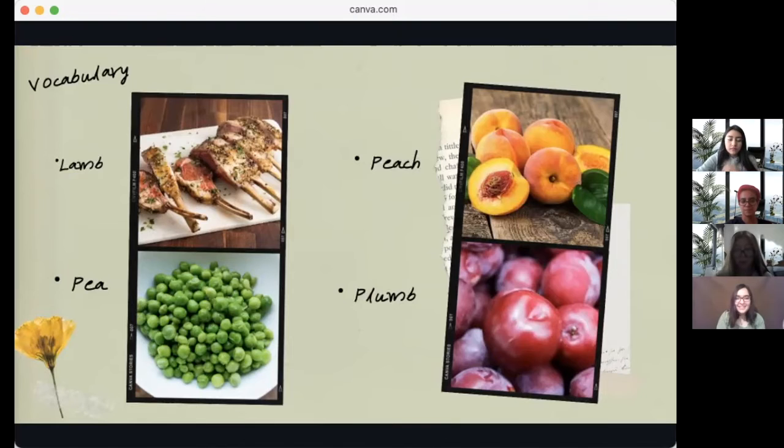Now, we have pea, and you can see what it is. They are tiny green balls that we usually eat with tuna. And then we have peach. There we can see it also. It's a very delicious fruit. And then we have plum. We can see it there. Another fruit.